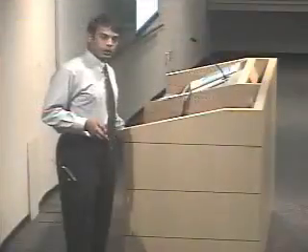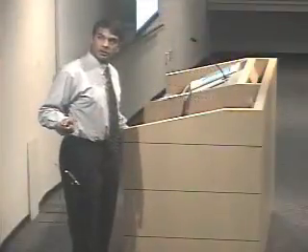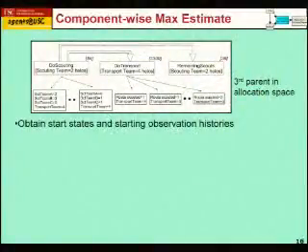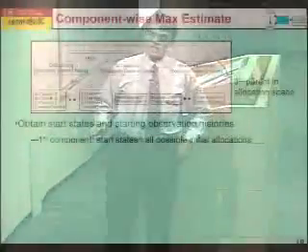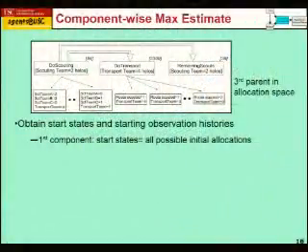So now we are going to go through an example of a particular parent, evaluation of how we can compute the max estimate for a particular parent in the allocation space. This is the third parent in the allocation space, which basically had 2 helicopters in the scouting team and 4 helicopters in the transport team. So the first step is to try and identify the start states and the starting observation histories of each of these components independently.